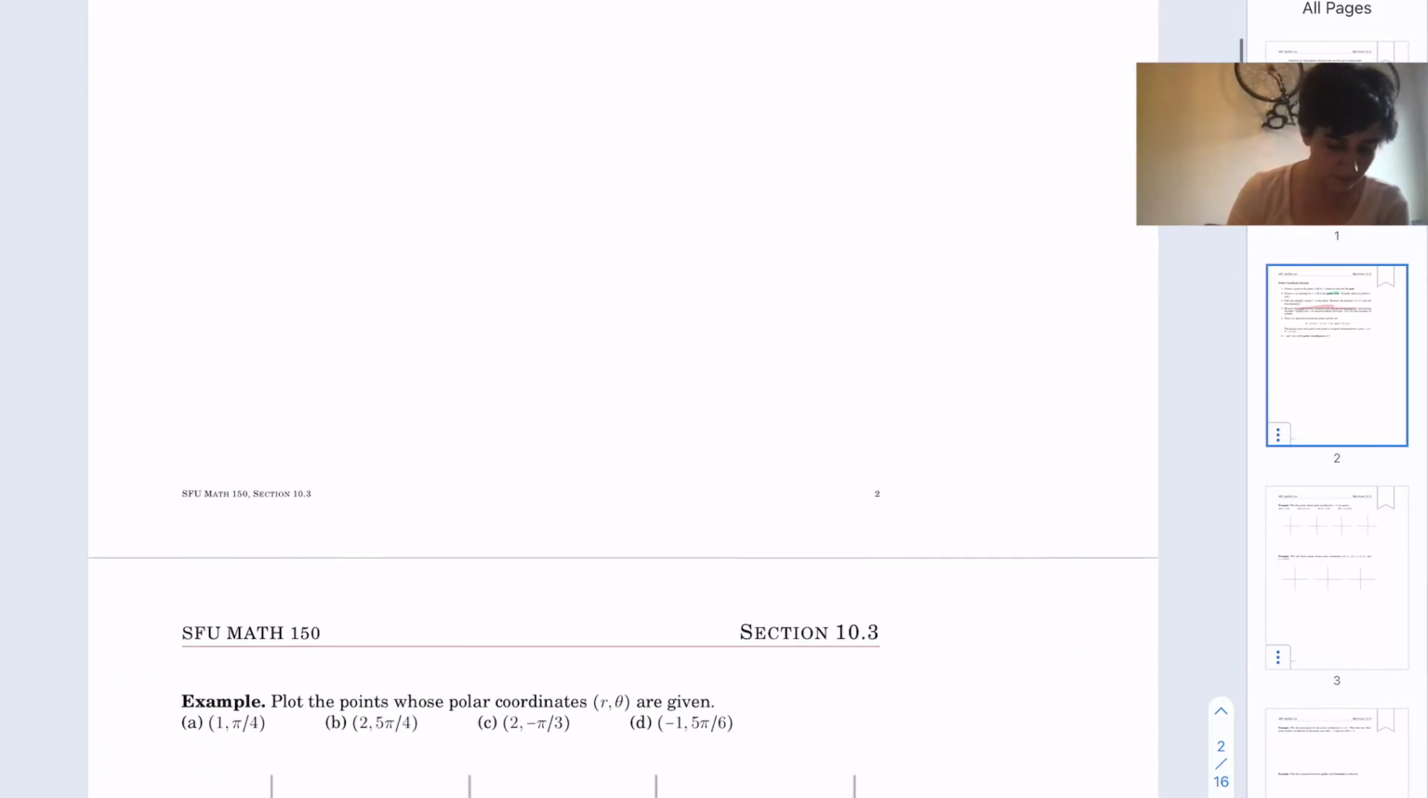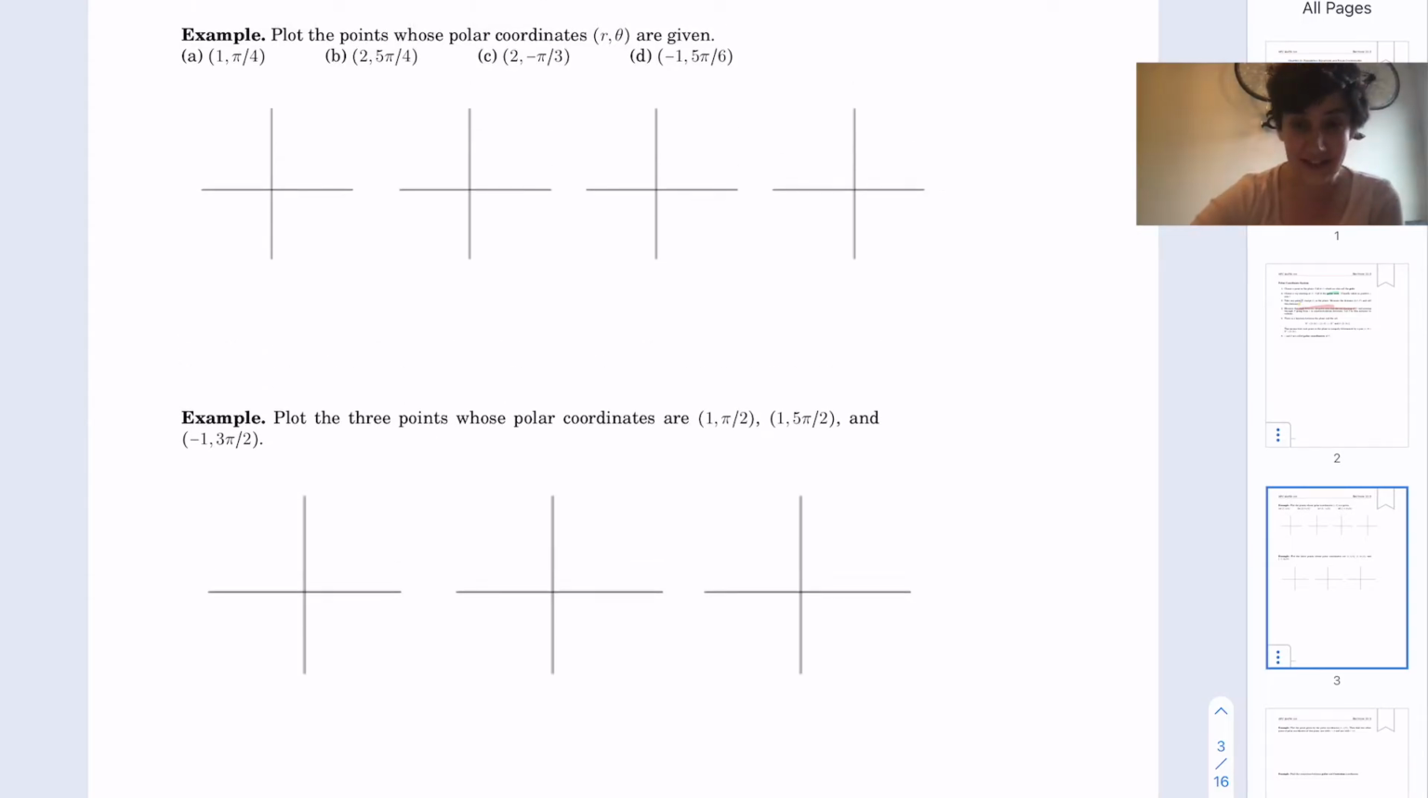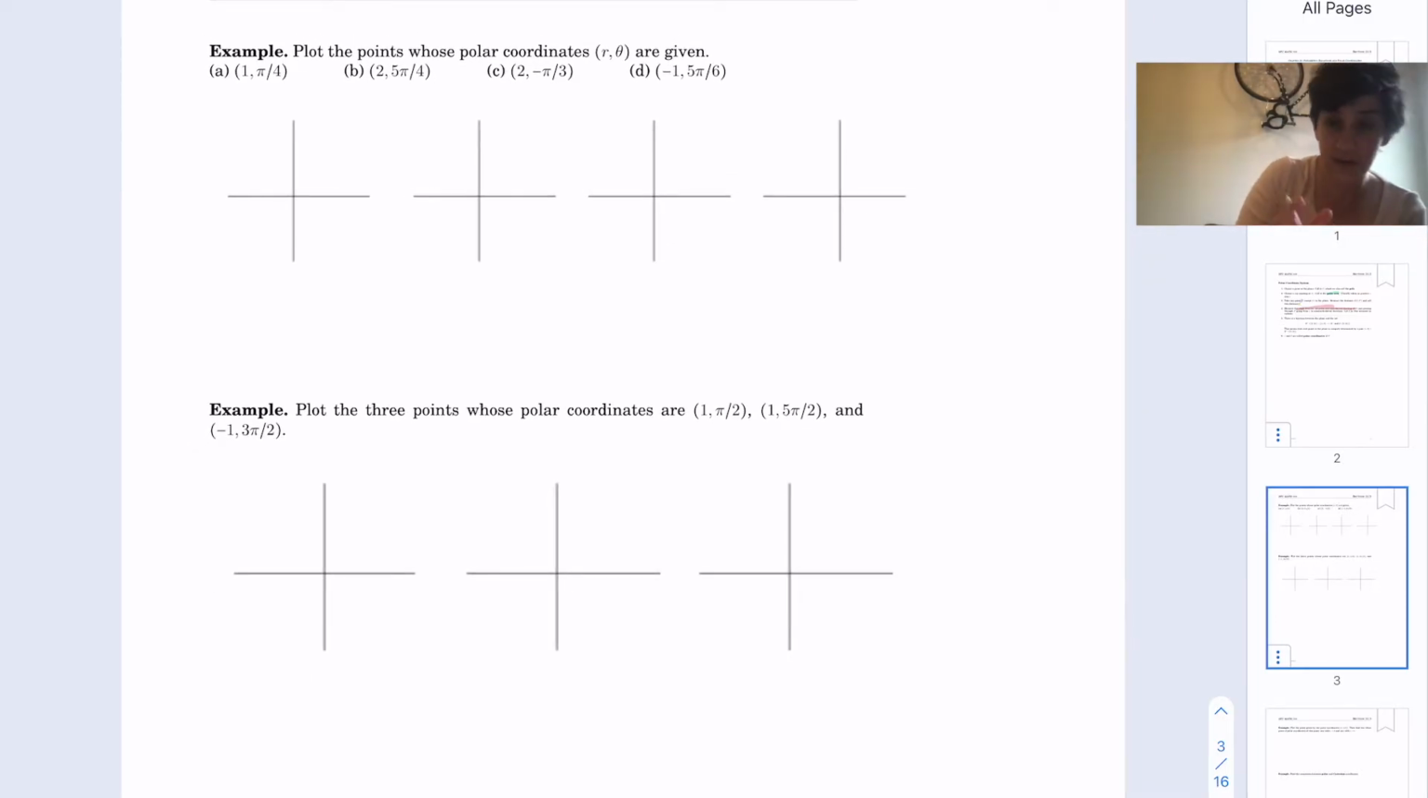Okay, so let's actually see this in action. I do want to do this on this particular set of videos. So how do we do this? Well, part A asks us to find a point that is of length 1 and angle pi over 4 with the pole. So here is our pole right here. This is our polar axis. All right, pi over 4.